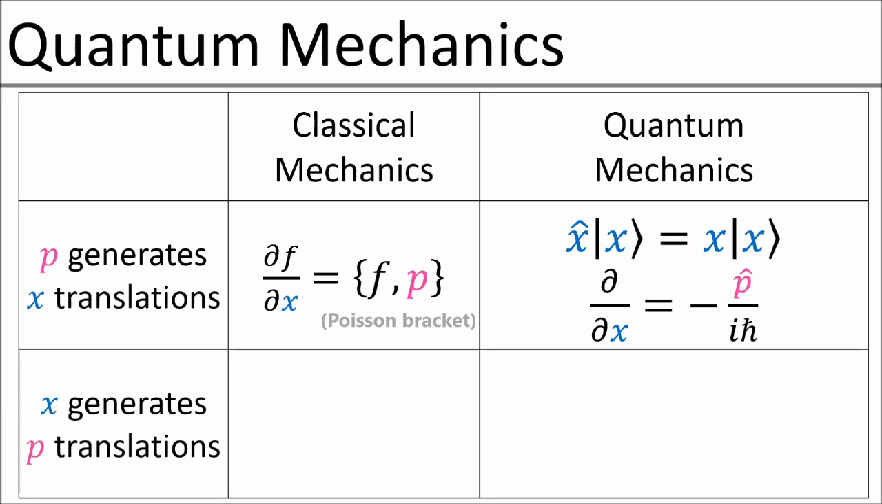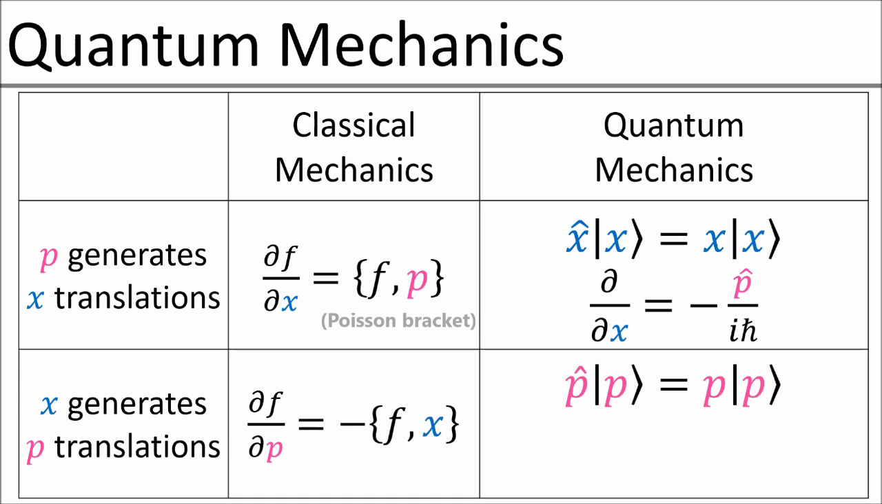It's also true in classical mechanics that position x generates momentum translations in p. So for momentum wave functions, where the momentum operator is just the p variable, the position operator divided by i h bar will give us a generator for momentum translations, which is the partial derivative in p.